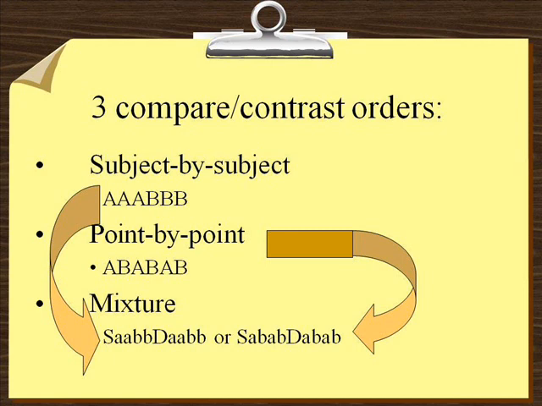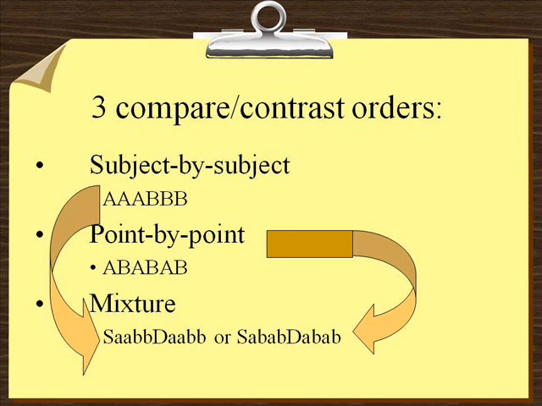You see here that I have given you A, A, A, B, B, B. A paper looking at cats and dogs might look like this. Cats have fur, cats have tails, and cats meow. A. Dogs have fur, dogs have tails, and dogs bark. B. In subject-by-subject order, you discuss one idea in its entirety before moving on to the next idea.